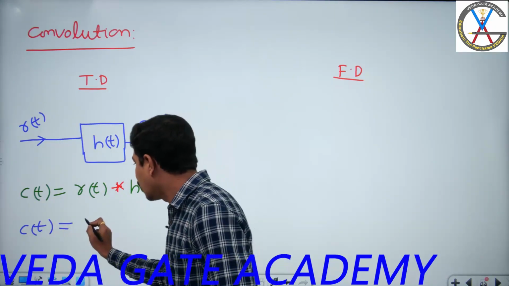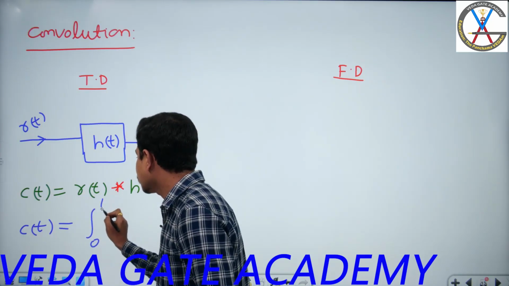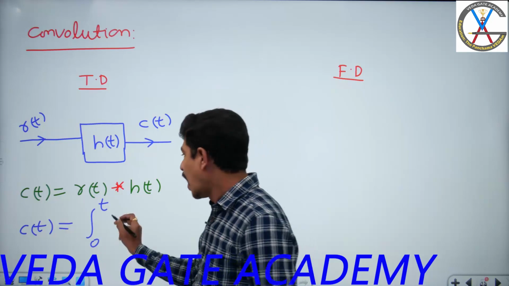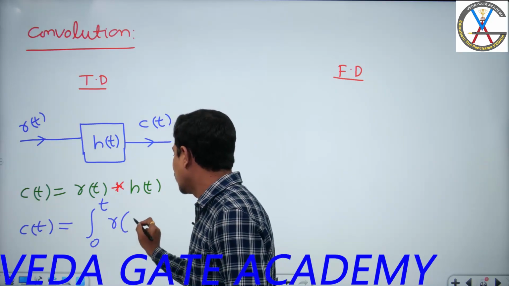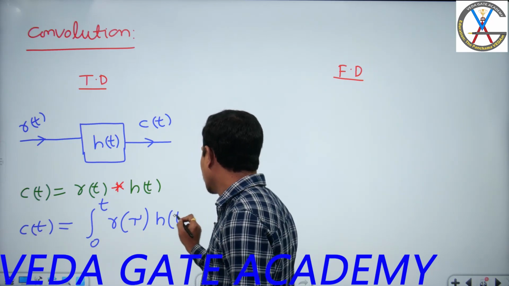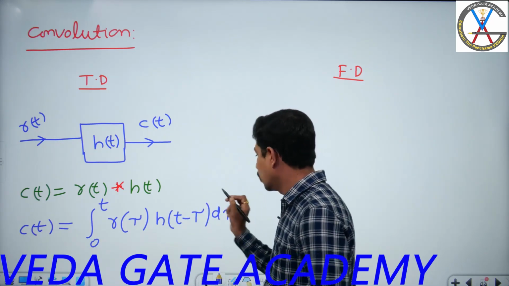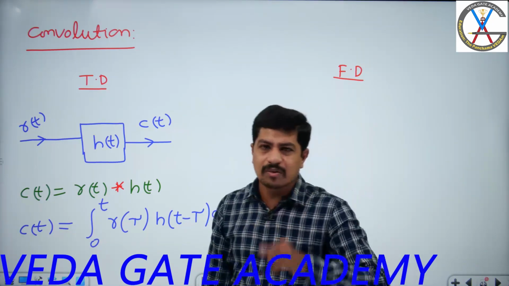C of t is the integral from 0 to t of r of tau into h of t minus tau d tau. I will be explaining this process. What is the first thing we have to do?